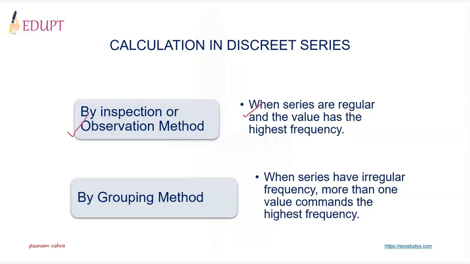The second method is the grouping method. This method is used when more than one value commands the highest frequency in the series. In such cases, the items concentrate around more than one value, or there is no regularity in the series. So, in the case of irregular frequency distribution, mode is not always the value which occurs frequently. In such cases, the grouping method is used to find out mode. So let us understand how we use the grouping method.